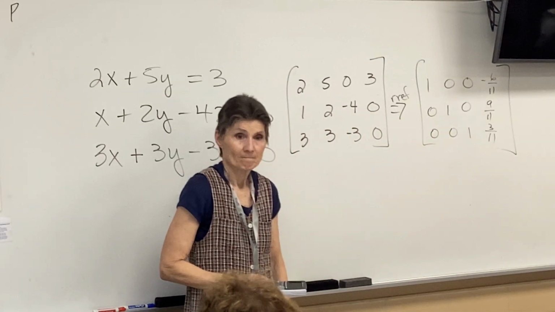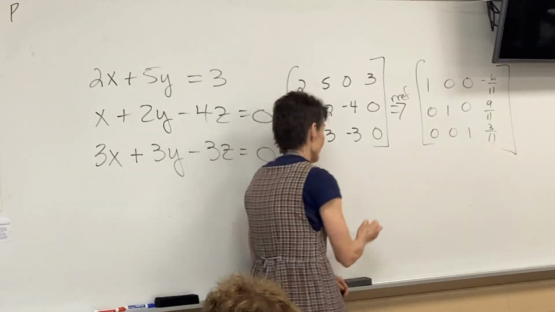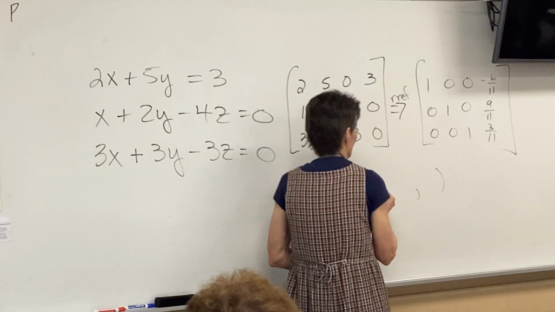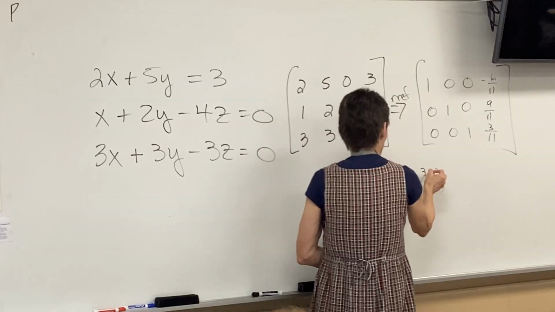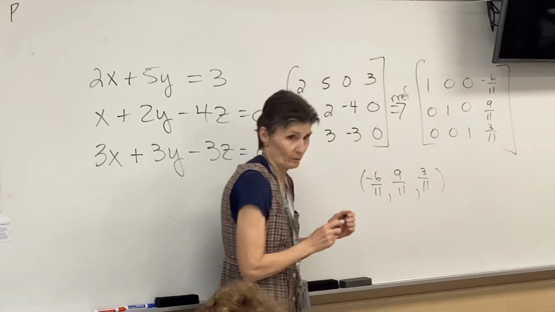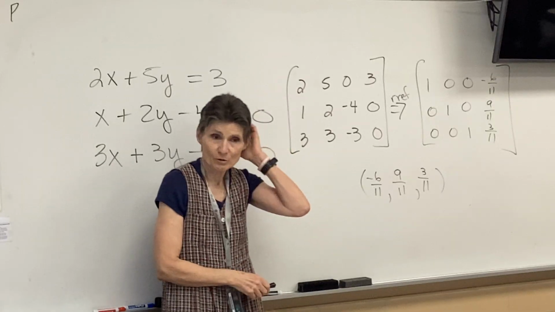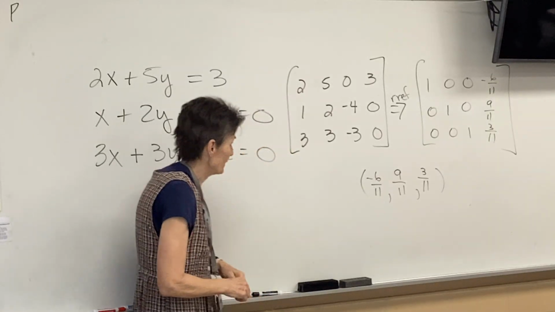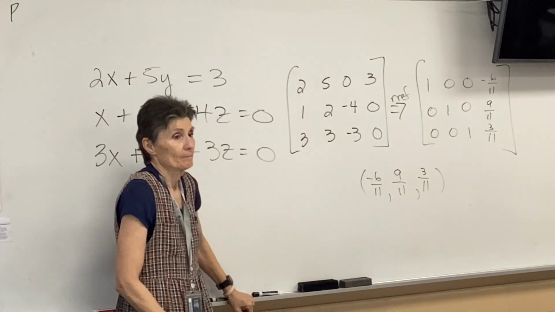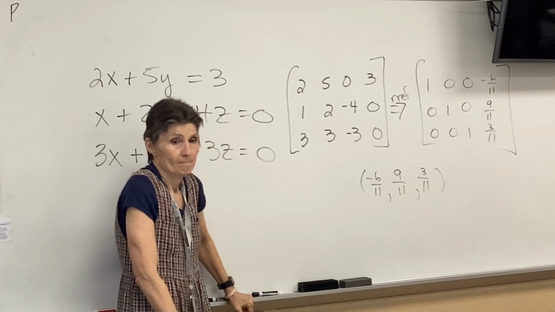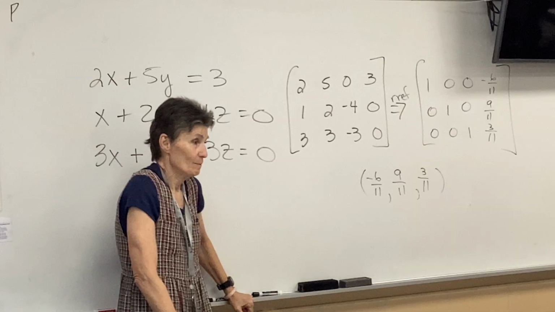On a test or a quiz, do we have to write out the whole box or can we just do the answer? You have to write your answer as an ordered triple. So Nolan, before you start complaining, let me remind you that you're doing no work on this problem. I'm just asking you to write down what you see on the calculator. So this is your X, your Y, and your Z. Everybody okay with that?